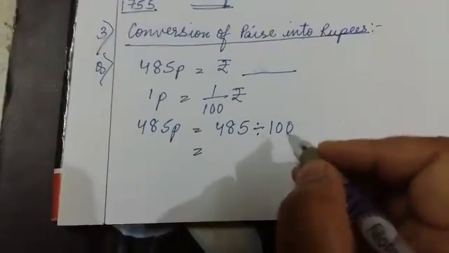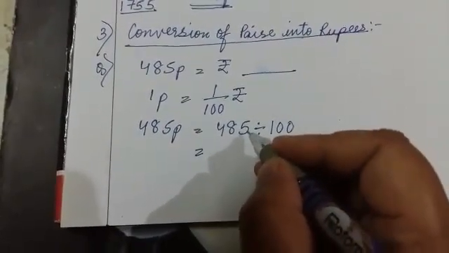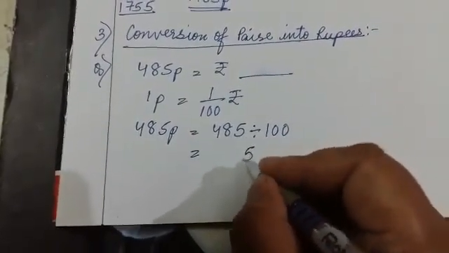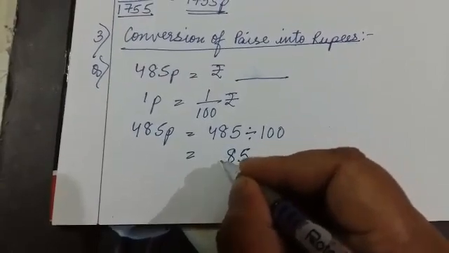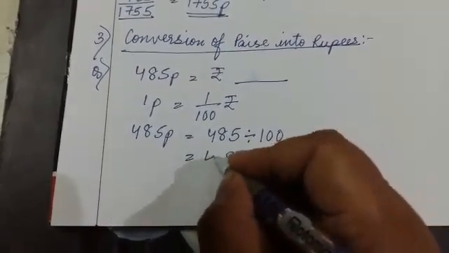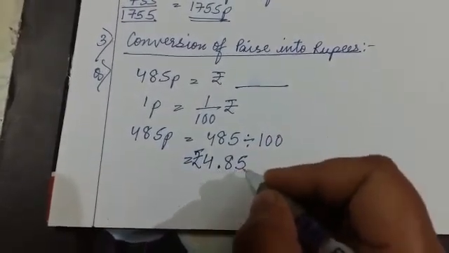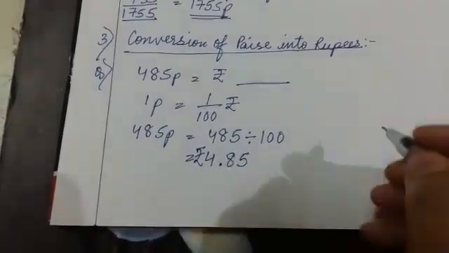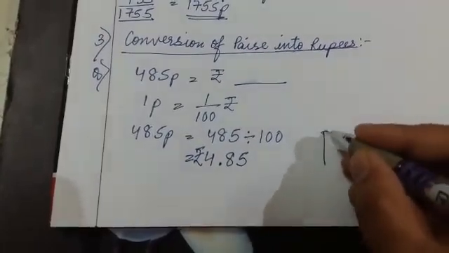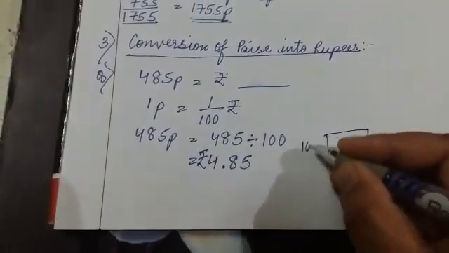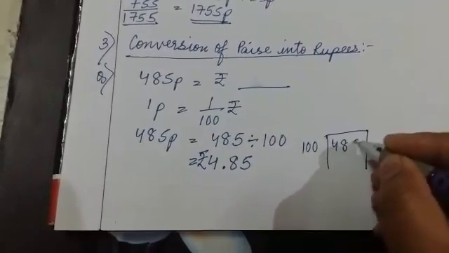In the shortcut method, you can write: 2 zeros are there. So from the right-hand side, the last 2 digits you will take, 8, 5, you will put a dot, and then you will write 4. So it will come as rupees 4.85. And if you cannot do this, very simple, you can divide 485 by 100. This is also the way you can do it.